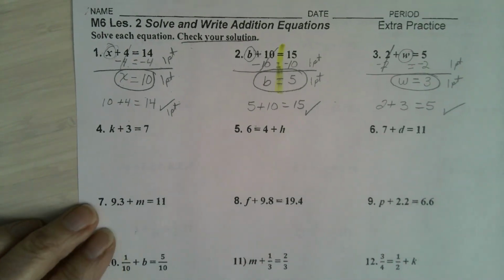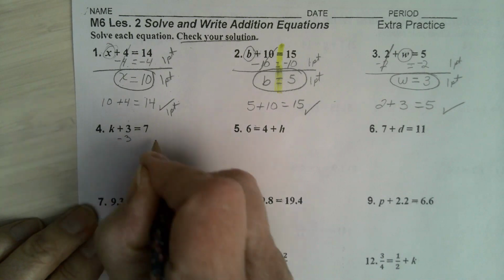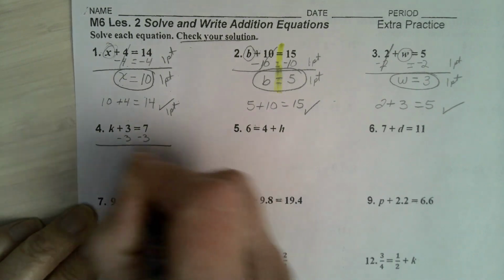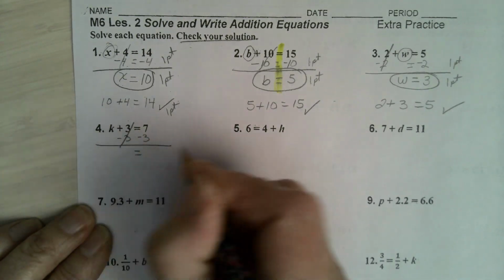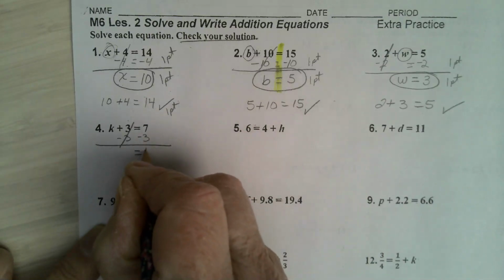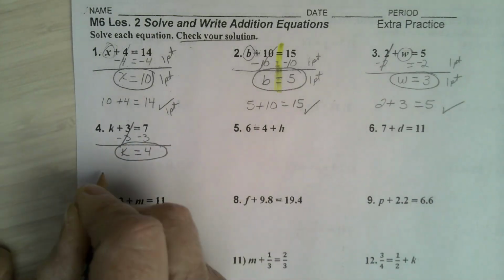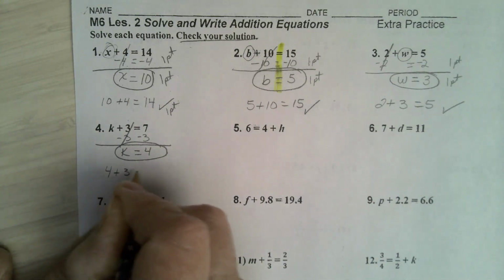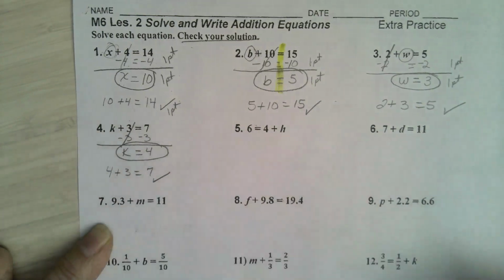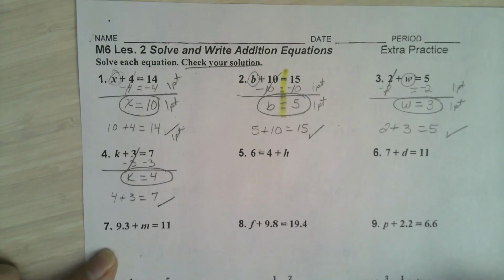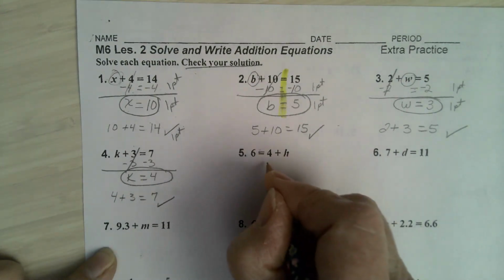All right, here we go. Minus 3, draw your line and cancel. Put your equal sign down. K equals 4, circle it. Does 4 plus 3 equal 7? Yes, it does. All right, I have to get rid of the 4.